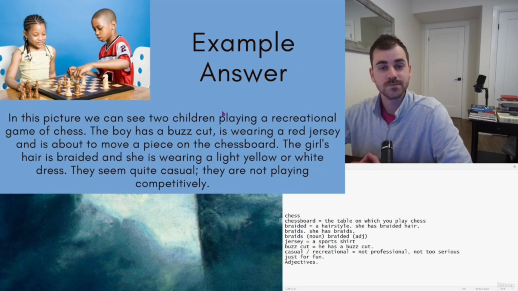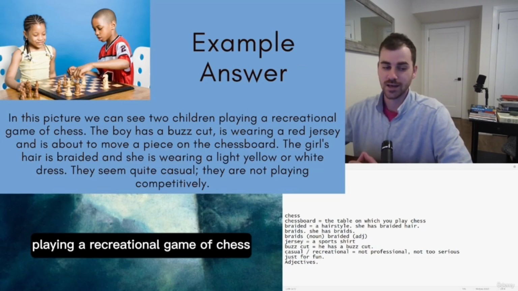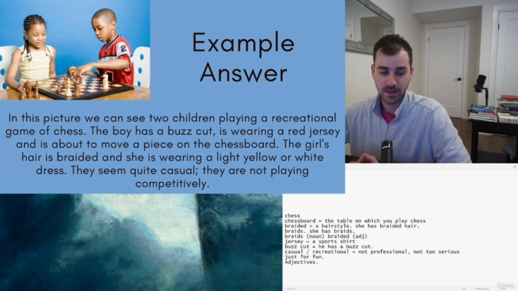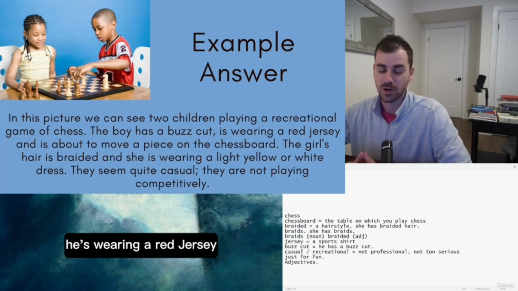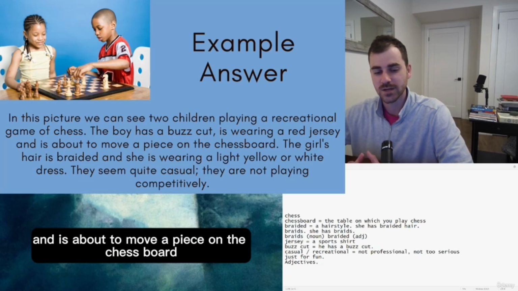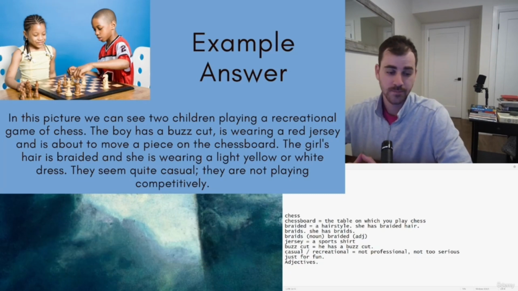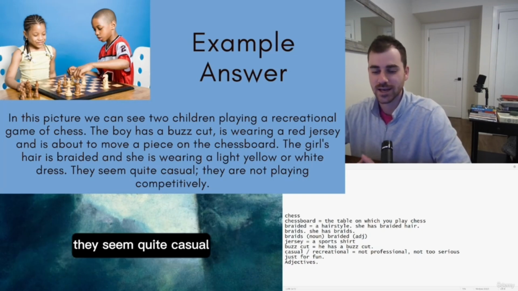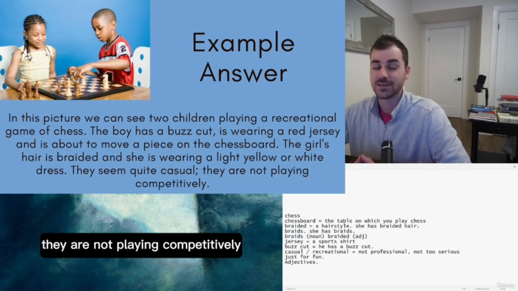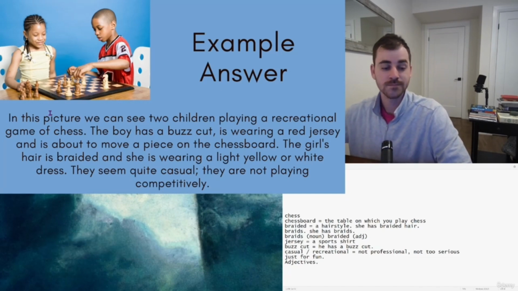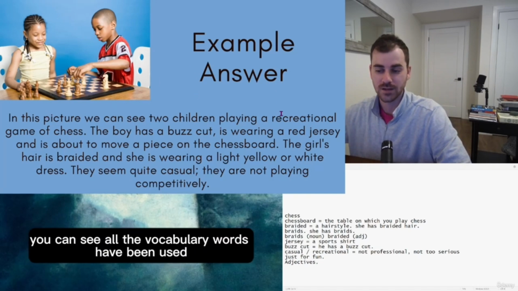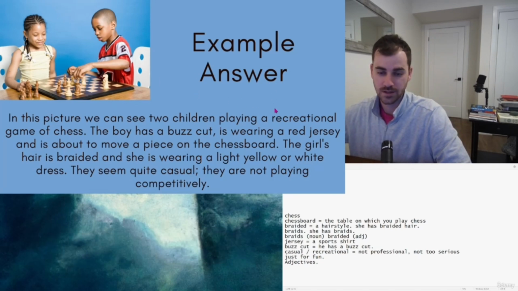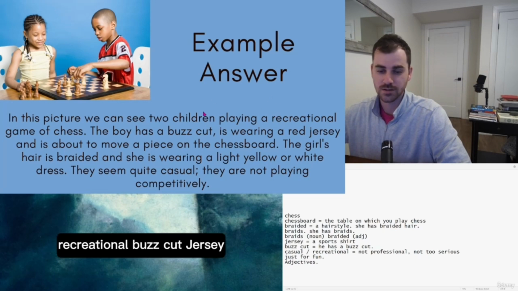In this picture, we can see 2 children playing a recreational game of chess. The boy has a buzz cut, is wearing a red jersey, and is about to move a piece on the chessboard. The girl's hair is braided, and she is wearing a light yellow or white dress. They seem quite casual. They are not playing competitively. You can see all the vocabulary words have been used. Recreational, buzz cut, jersey.